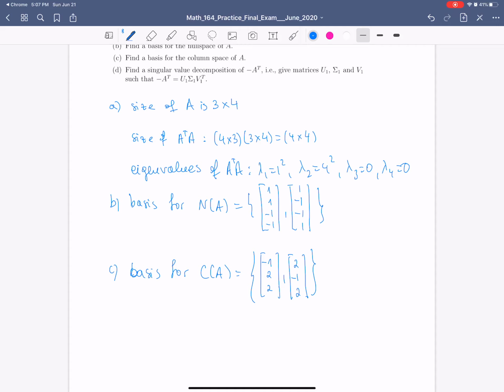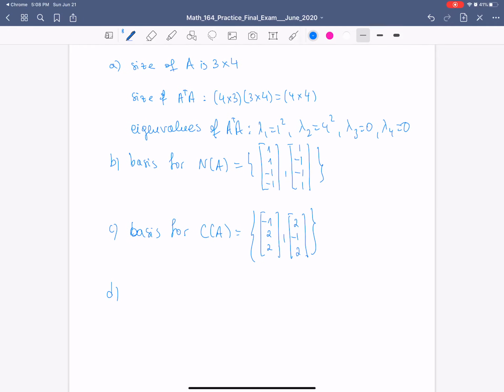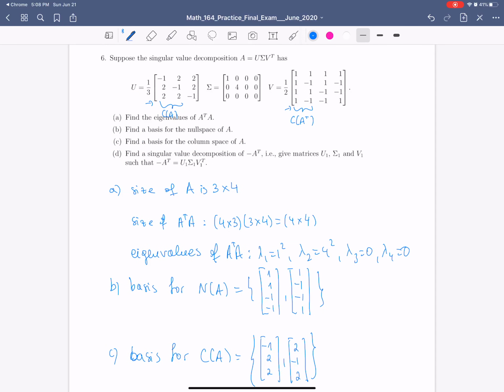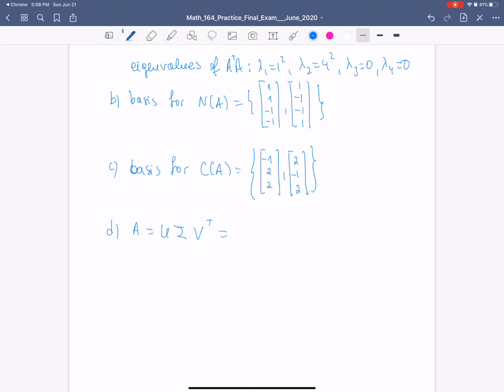And now part D. Find a singular value decomposition of negative A transpose, that is, give matrices U1, sigma 1, V1, such that negative A transpose is U1, sigma 1, V1 transpose. Obviously, I'm going to be using these U, sigma, V somehow, right? So if my matrix A is U sigma V transpose, although if you note, this matrix V is symmetric, so actually in this particular case, I can omit the transpose. I have U sigma V if I want.